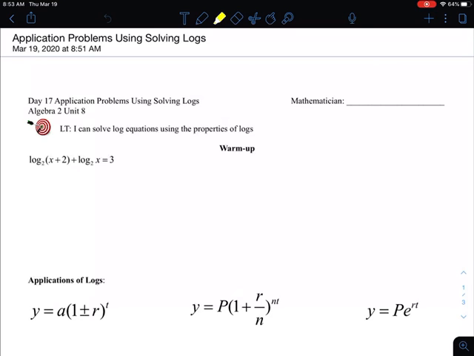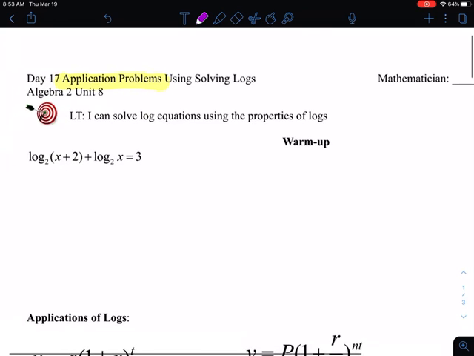Okay, hello everyone. Today we're going to keep talking about how we can solve equations with logs, but we're going to talk about some applications of logs. But let's start with a quick warm-up. So we have log base 2 of (x + 2) plus log base 2 of x equals 3.